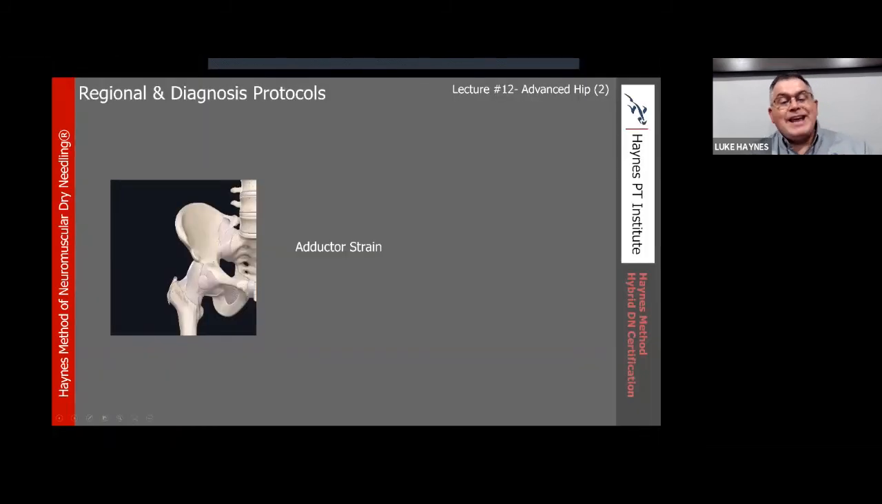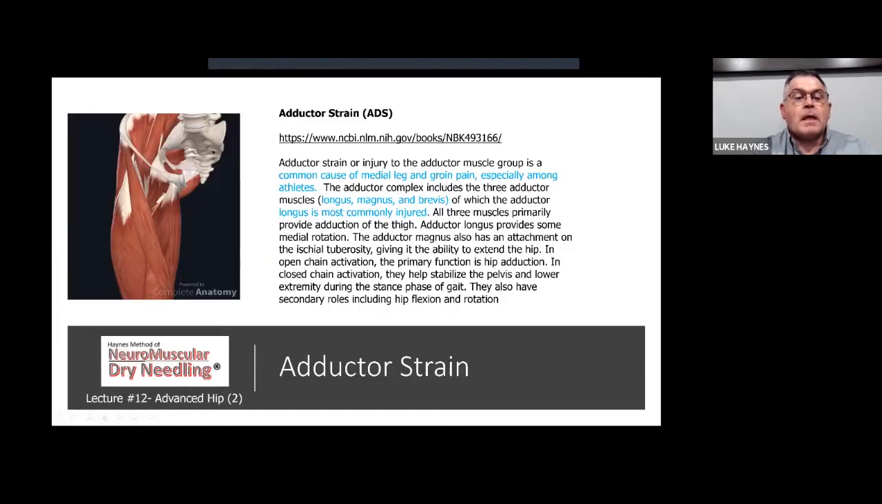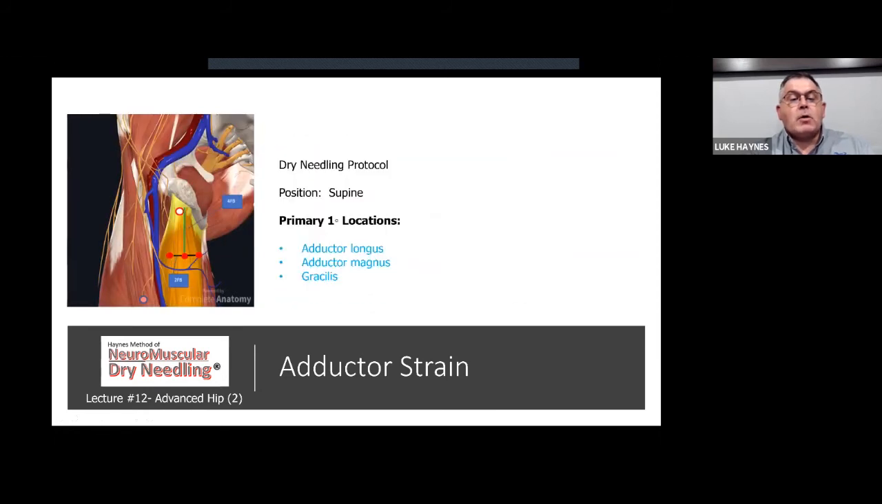All right, now to our strains, adductor strain. It's a common cause of medial leg groin pain, especially among athletes. It involves the longus, magnus, and brevis, with the longus being the most commonly injured. Our primary locations are going to be the adductor longus, magnus, and gracilis.